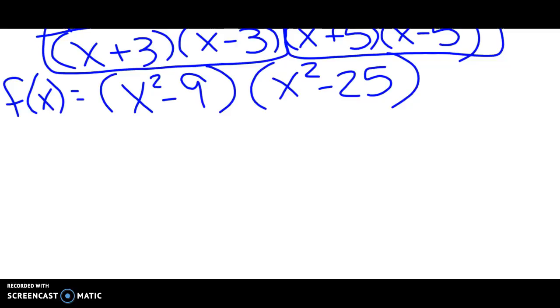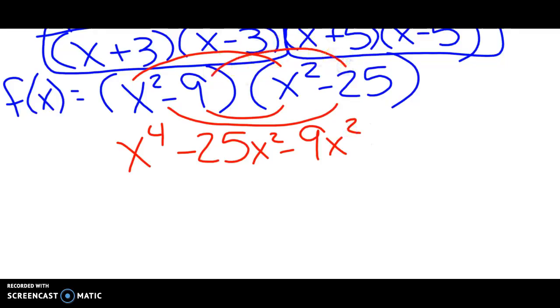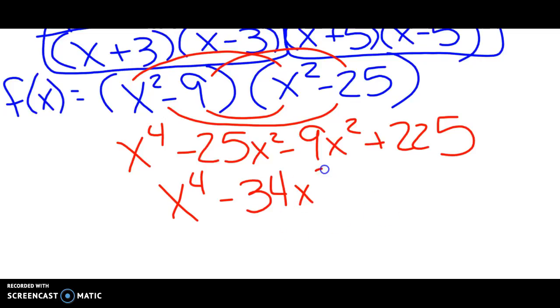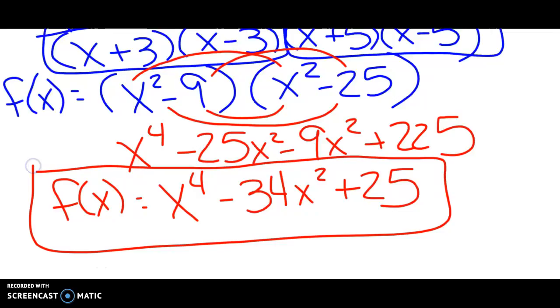All right, so now we're going to go and multiply again. x squared times x squared is x to the 4th. x squared times negative 25 is negative 25x squared. Negative 9 times x squared is negative 9x squared. And negative 9 times negative 25 is positive 225. Okay, combine your like terms, and we should get something like this. And you're done. And remember, it is a polynomial function, not just a polynomial. All right, so let's go on to number 2.